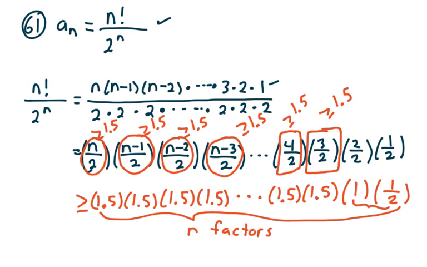2 to the n is equal to 2 times 2 times 2 all the way down till I reach n copies of 2 multiplied together. So I have n copies of 2 multiplied together. That's how we represent 2 to the n. Okay? Now, again, let's back up. Let's make sure we understand this.